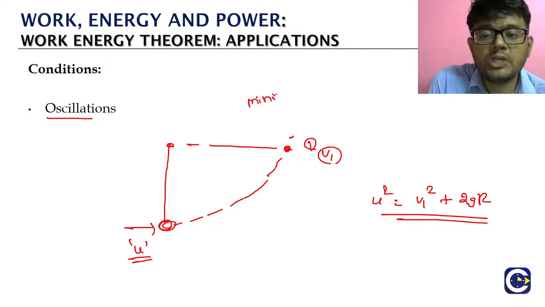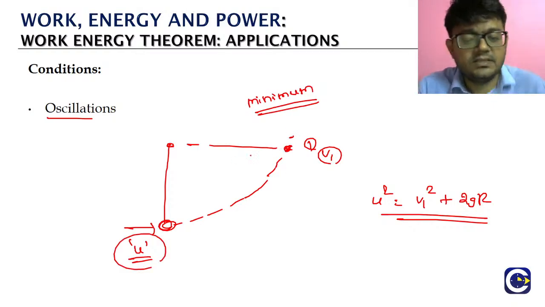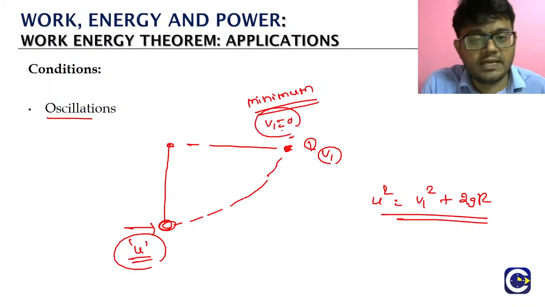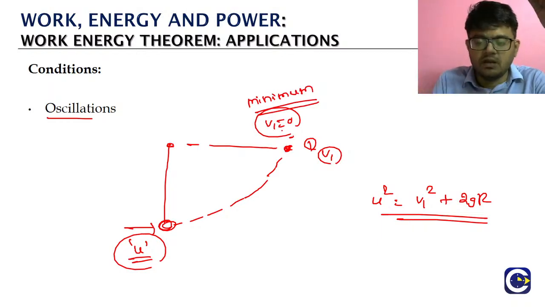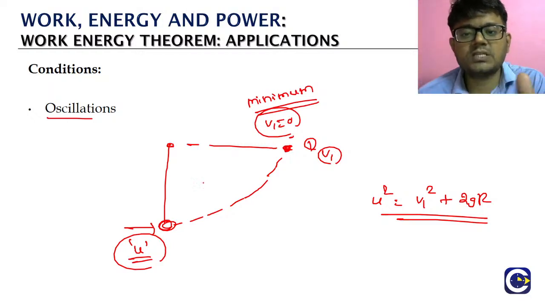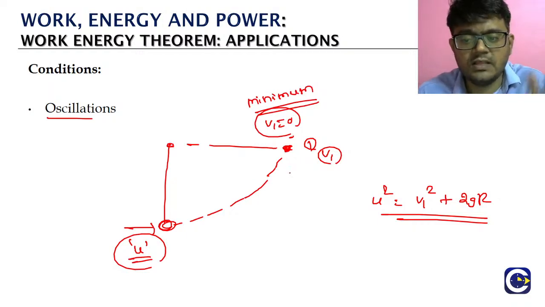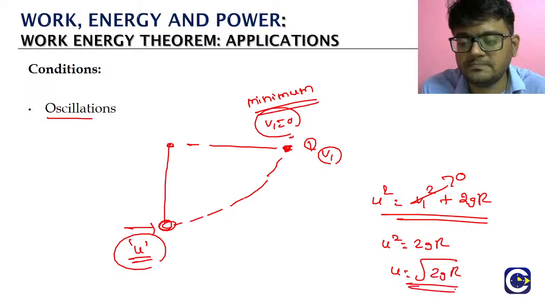What is the minimum possible scenario? When the object is reaching that horizontal point 1, its velocity should become 0. So the minimum possible way of reaching that horizontal position is to give just that much velocity where the object is able to just reach that horizontal point, and its velocity becomes 0 there. Now in the equation, substituting v1 equal to 0, we get u square is equal to 2gr. Therefore u is equal to root 2gr. We are going to talk about the condition for the oscillations.